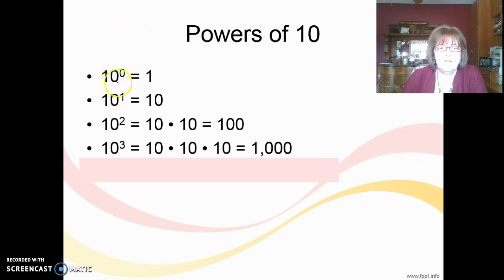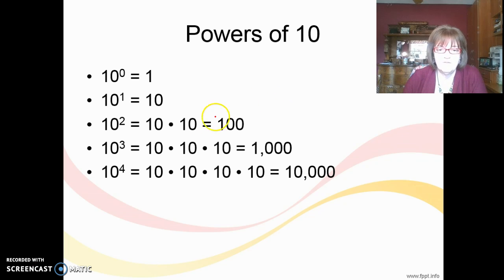Notice what's going on here. Starting at 10 to the 0, we're at 1. The decimal point is right there, where I've got my little pointer. Then going on to 10 to the first power, we're at 10, and it has one zero. Here we go, 10 squared, we've got 2 zeros. Raised to the third, we've got 3 zeros, and so on. 10 to the 4th, we've got 4 zeros.